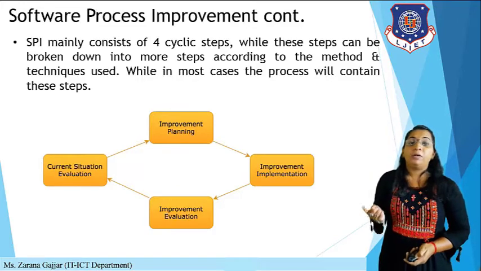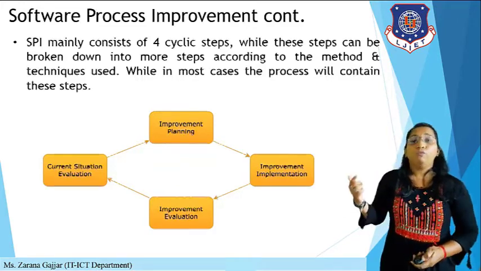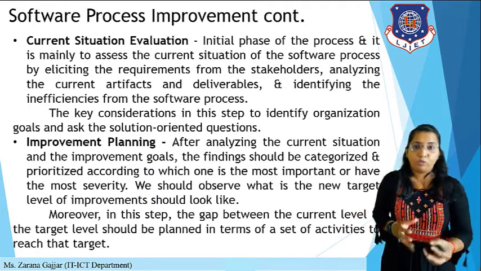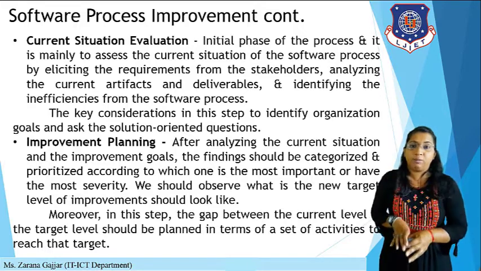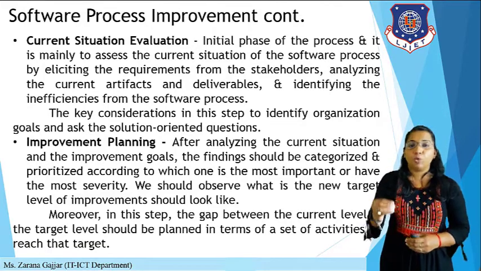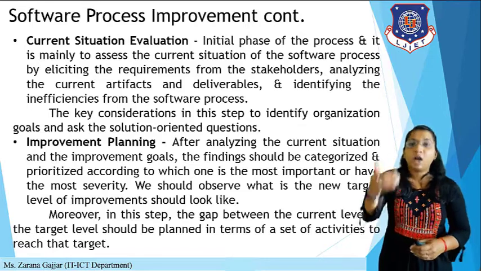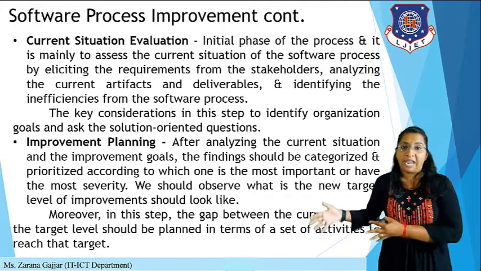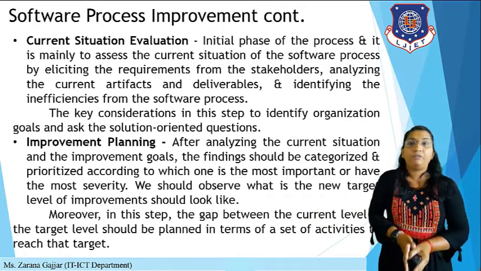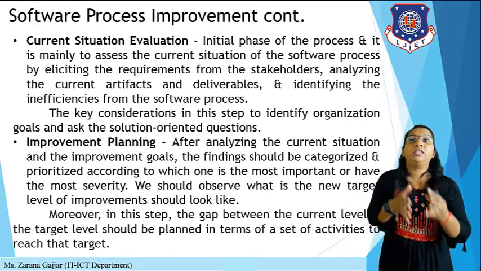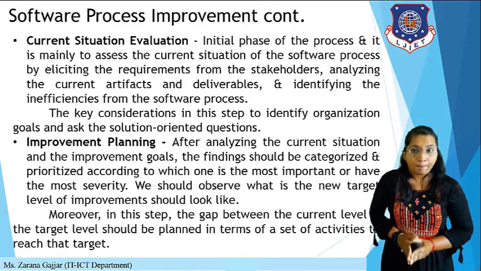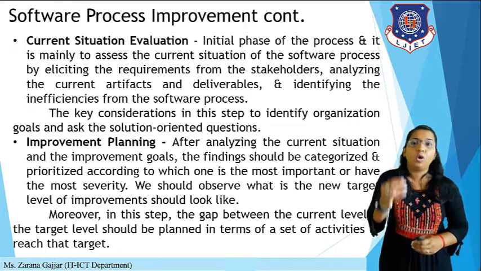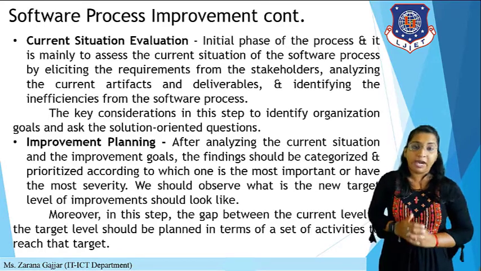Okay, so what are these steps? Let's understand in detail. The first step is current situation evaluation. For updating any of your process, you have to analyze what exists in the current manner. This is the initial phase of the process, and it is mainly to assess the current situation of the software process by eliciting requirements from the stakeholders, analyzing the current artifacts and deliverables, and identifying the inefficiencies in the software process. The key consideration in this step is to identify organizational goals and ask solution-oriented questions.